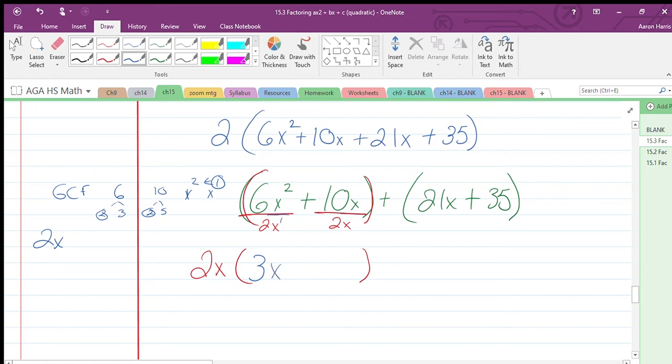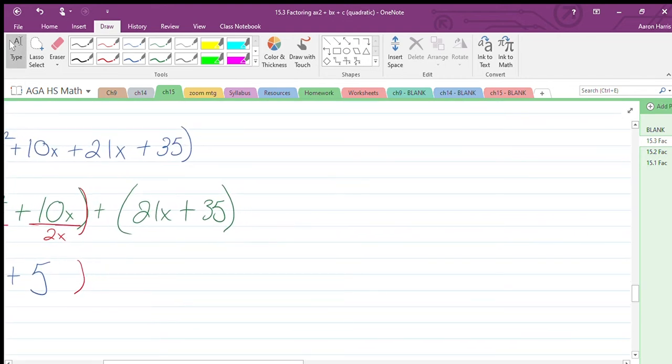So I get x to the first power plus 10 divided by 2, 5. X divided by x, 1. So my final answer, 2x times the quantity 3x plus 5. Now, we come over here and we do the same thing.